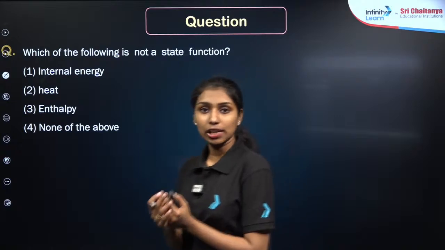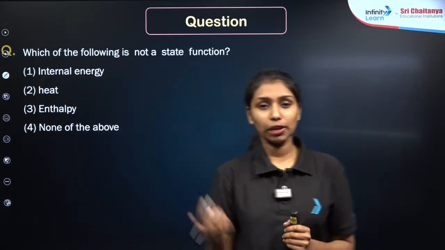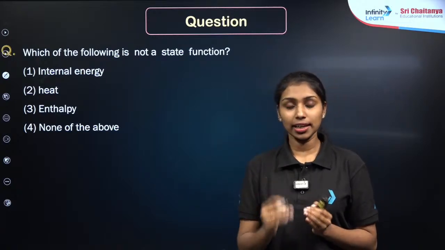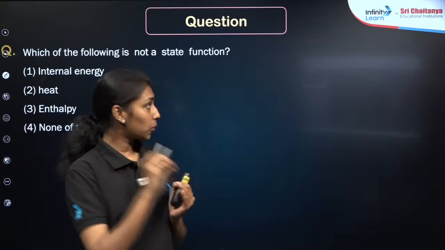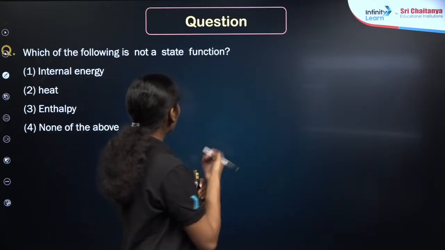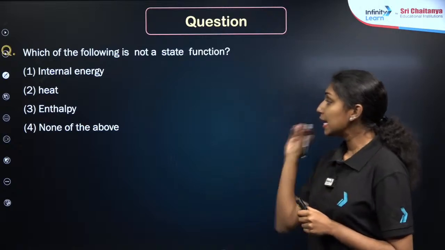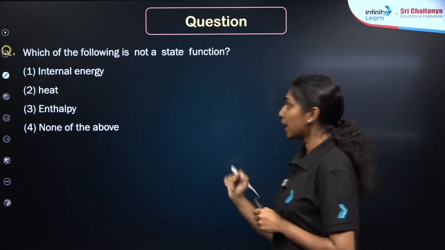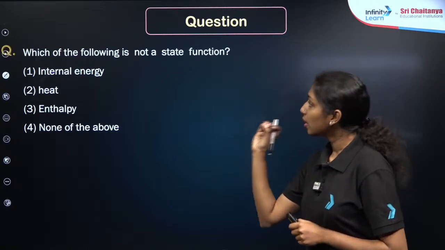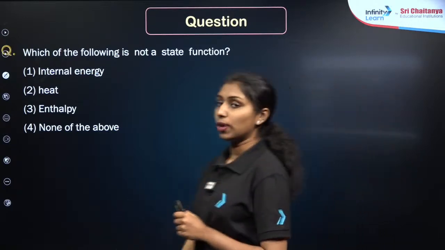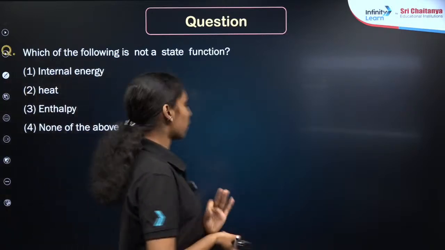We have discussed state functions as well as path functions, right? State function means it depends on the state, the final as well as the initial state. So we can find the change in that particular function by taking its final and initial values, right? Here the options given are internal energy, heat, enthalpy, and none of the above. Which of the following is not a state function? What will be the answer? Internal energy, heat, or enthalpy?